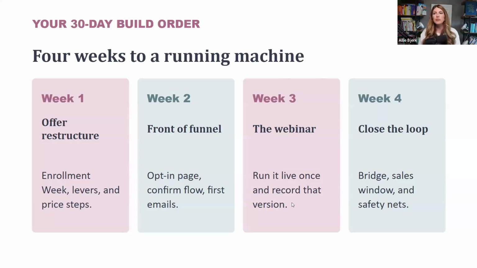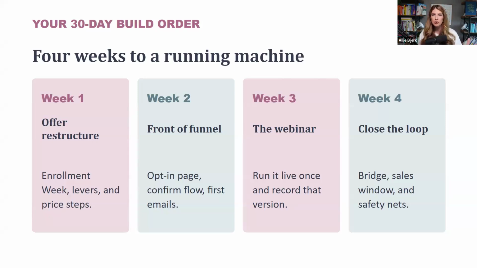So if you're going to build this today, I would say week 1, you could figure out what your offer is, how you're going to structure it for rolling enrollment. Look at what levers you're able to pull inside of your community, what enrollment week looks like, what the different prices are that you could offer it for. Week 2, set up the front of the funnel, so the opt-in page, figure out that that's working. Write your first handful of emails.